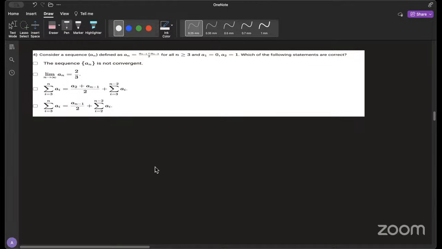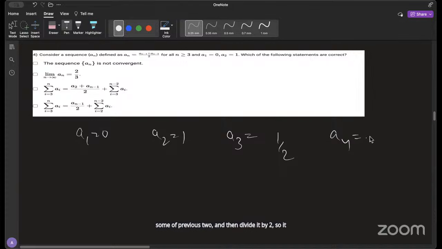Let's do this one here. The first option is that the sequence is not convergent. Let's just see what the sequence is first. You've been given a1 is 0, a2 is 1, and then you have a3, which is the sum of the previous two divided by 2, so it will be half. Then you have a4, the sum of the previous two divided by 2, so it will be 3 by 4.